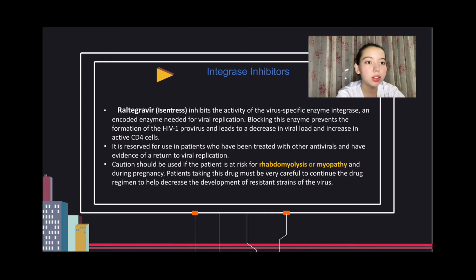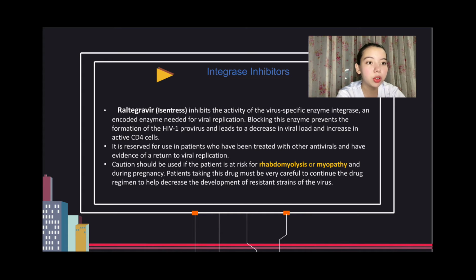Integrase inhibitor. The drug raltegravir, Isentress, belongs to this class. Raltegravir inhibits the activity of the virus-specific enzyme integrase, an encoded enzyme needed for viral replication. So, it blocks that enzyme to prevent the formation of the HIV-1 provirus and leads to a decrease in viral load and increase in active CD4 cells.